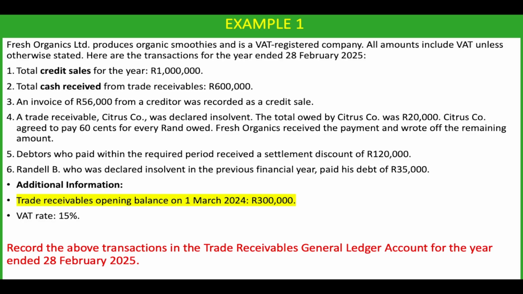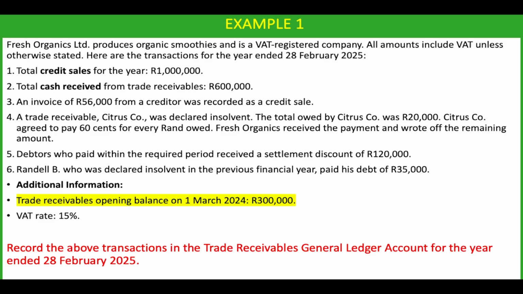Now, we know that it's not just a sale, it's a sale including VAT, because we're told here all amounts include VAT unless otherwise stated. Now what you can do is to remove the VAT from the 1 million rand and put sales separately and VAT separately. But what's commonly done is we write sales and VAT, and we put the full 1 million rand instead of separating them when we're doing our T account.